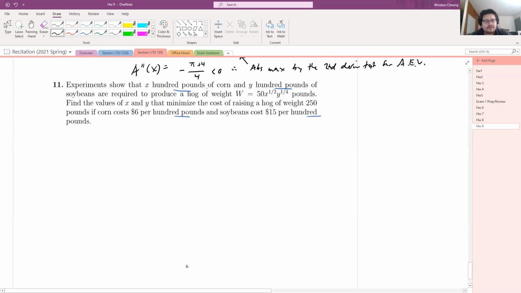So first of all, we've got this expression for weight, and we're told that we want to minimize the cost of raising a hog of this particular weight if corn costs something and soybeans cost something. Well, if the weight is that, then we can just plug that into this W function, because this is W. And that's going to give us an equation.